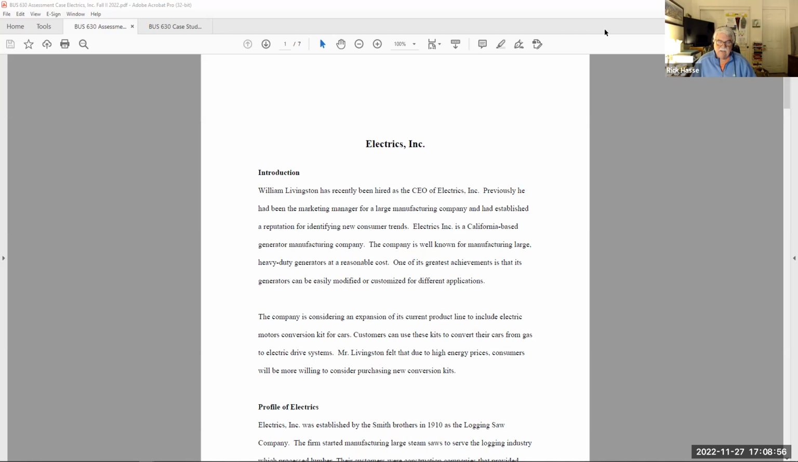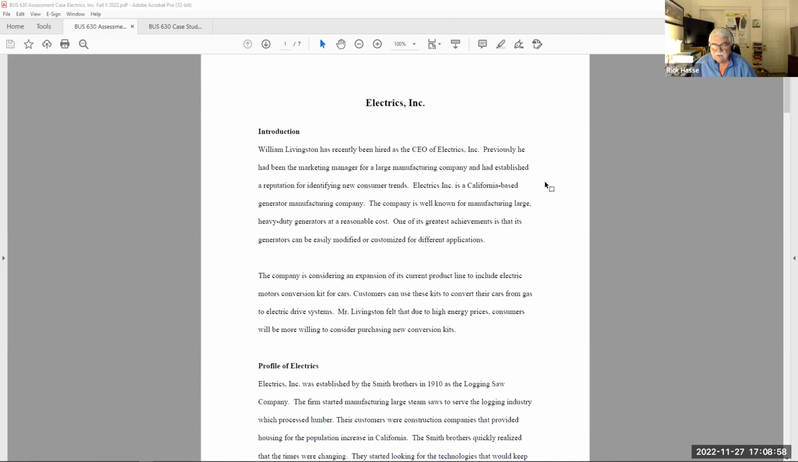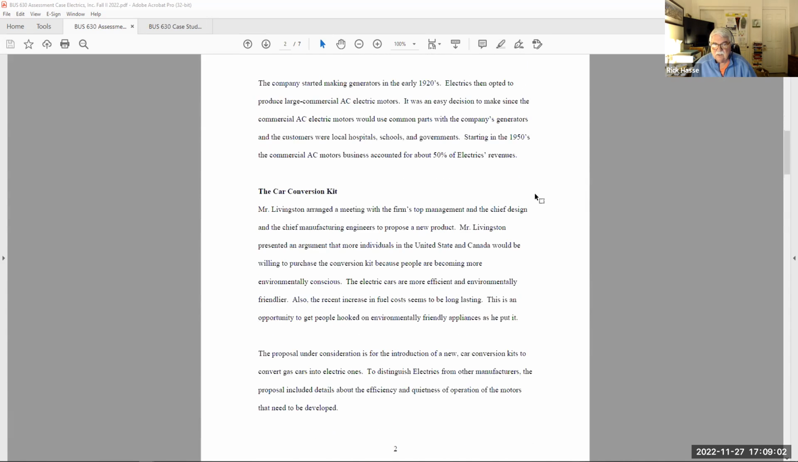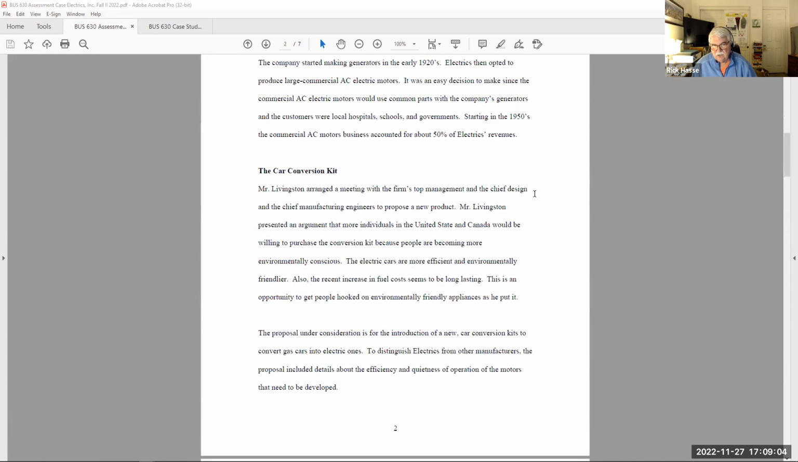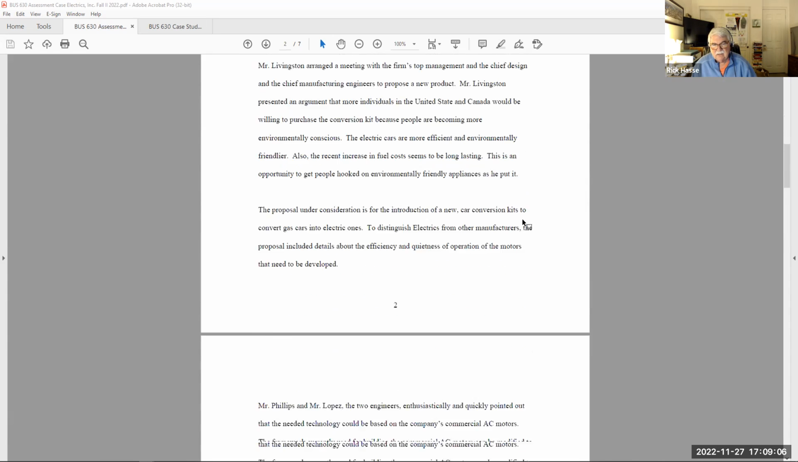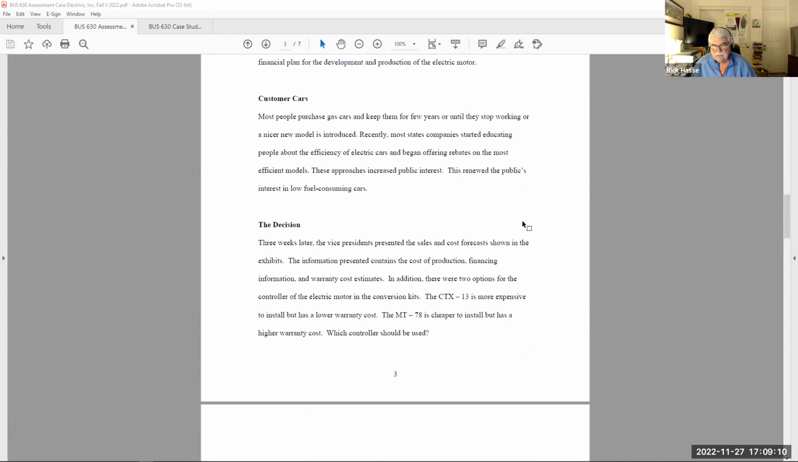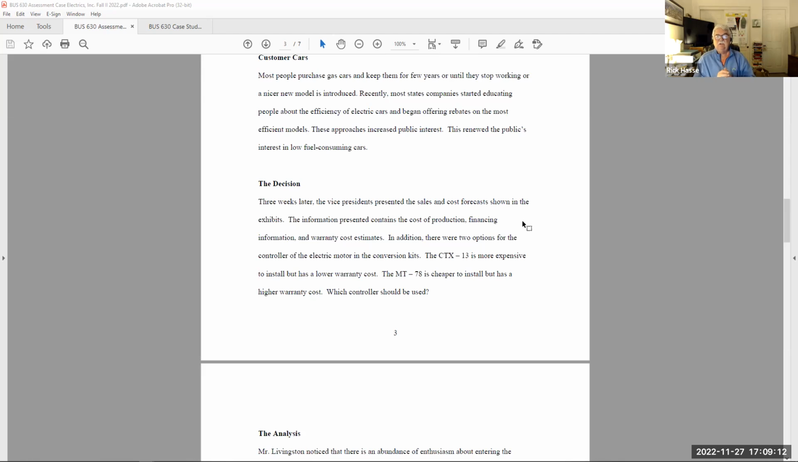And they want to go ahead and do this, to have a kit to convert a gas-powered car to an electric car. And the process is they have two decisions to make. One is they have to decide on the two different types of motors that they will use in these conversion kits, CTX13 and MT78. And that's the basis of your analysis.